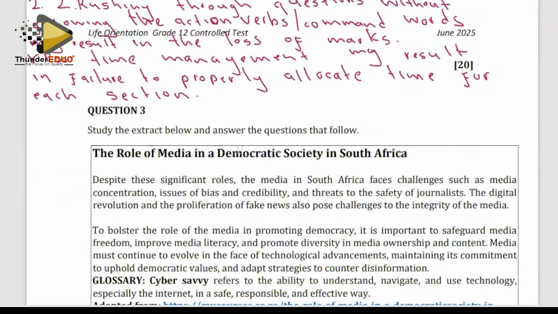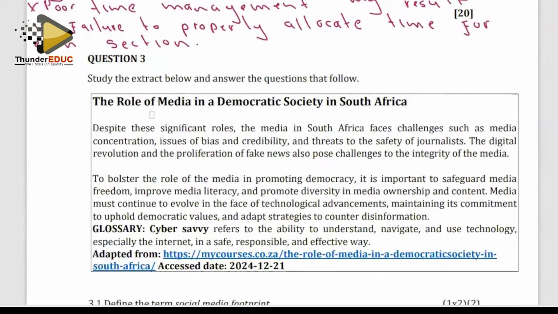So question 3 is mainly about the role of media in a democratic society in South Africa. There is an extract which is required to be read. It reads, despite significant roles, the media in South Africa often faces challenges such as media concentration, issues of bias and credibility, and threats to the safety of journalists. The digital revolution and the proliferation of fake news also pose serious challenges to the integrity of the media.